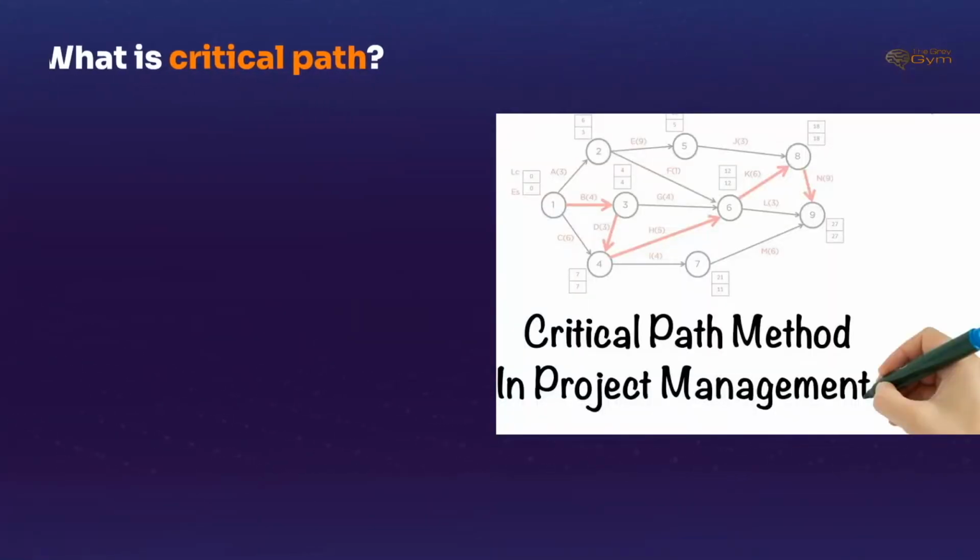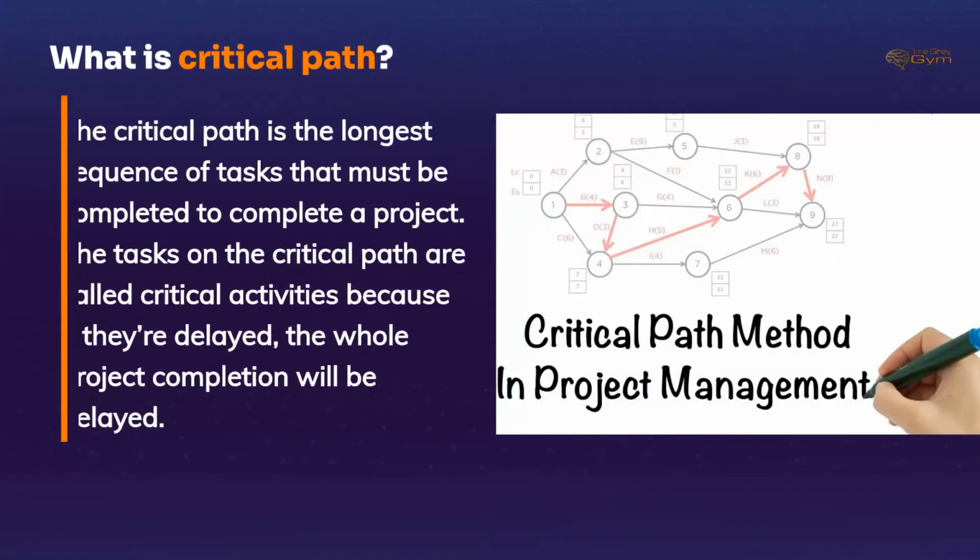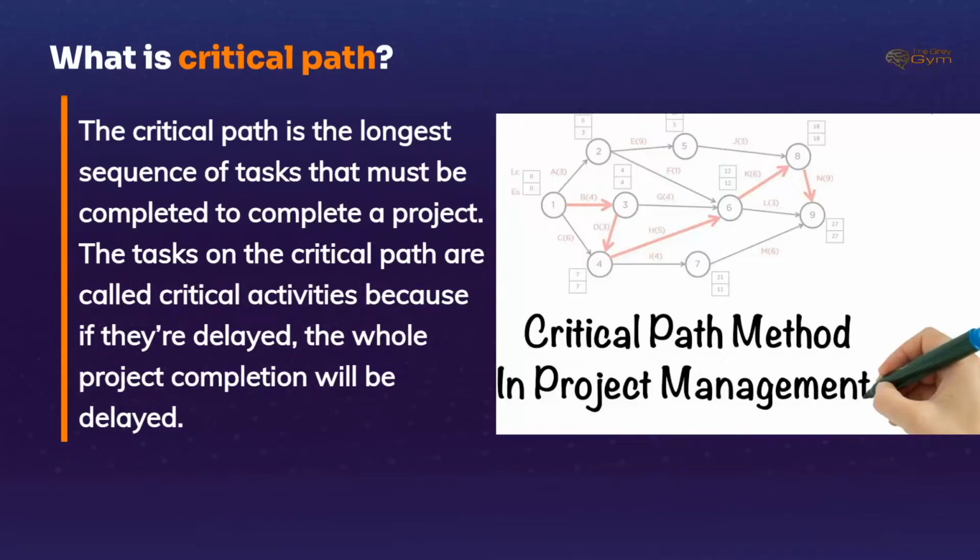What is critical path? In project management, the critical path is the longest sequence of tasks that must be completed to complete a project. The tasks on the critical path are called critical activities because if they are delayed, the whole project completion will be delayed.